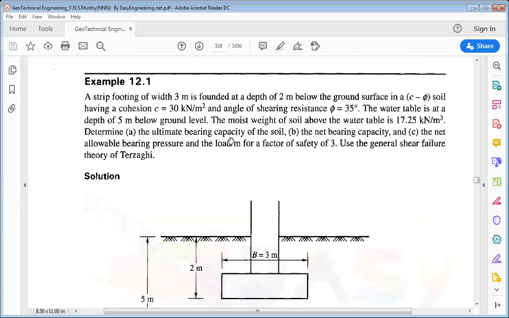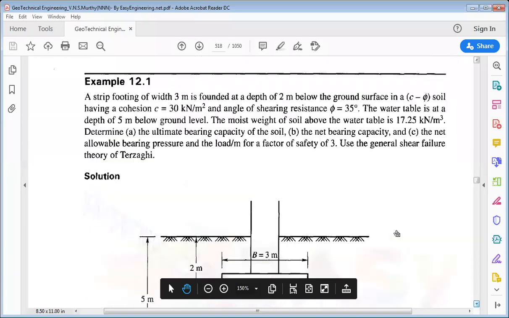So in this way, we have found all the asked parameters like the ultimate bearing capacity of the soil, net bearing capacity of the soil, net allowable bearing pressure, and load per unit meter. Okay. So in this way, we have solved this question. Does anyone have any doubt?